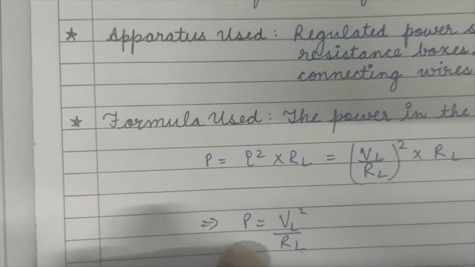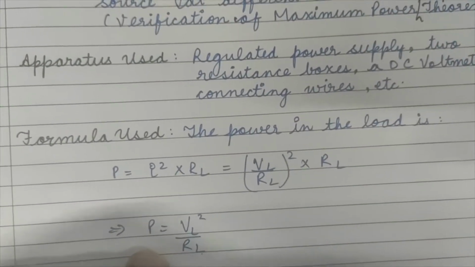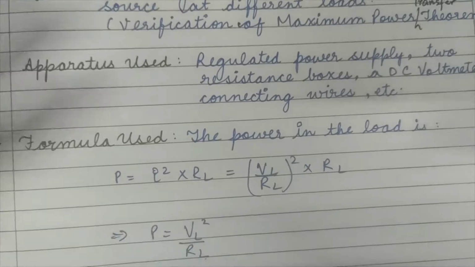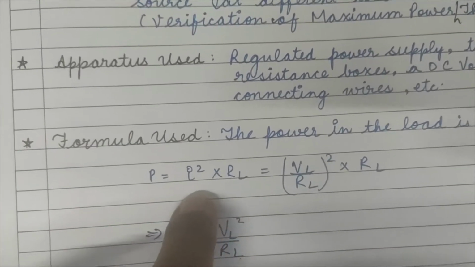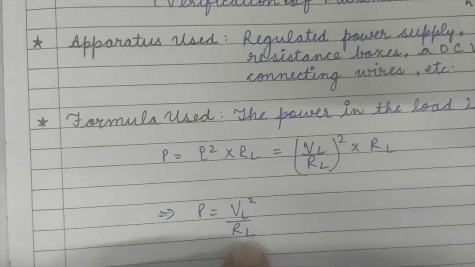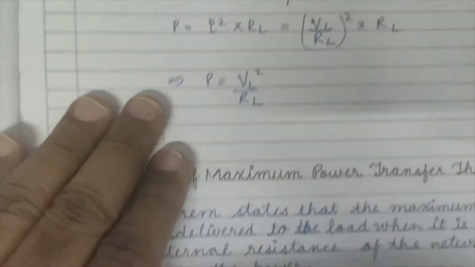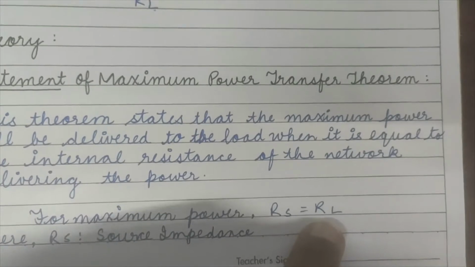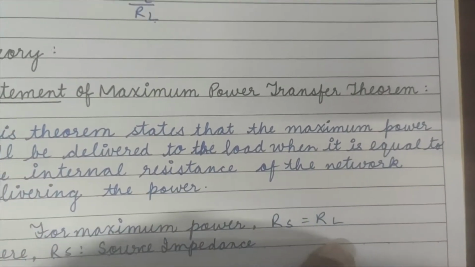We know that the power delivered, or power in the load, is P equals I squared times RL, so this is VL squared by RL. This will be maximum when RS is equal to RL. This we will verify in this experiment.